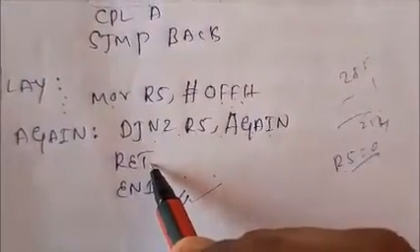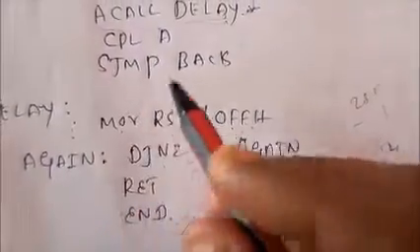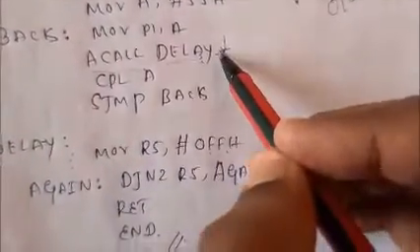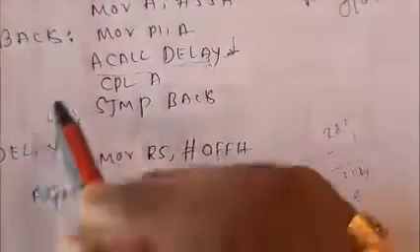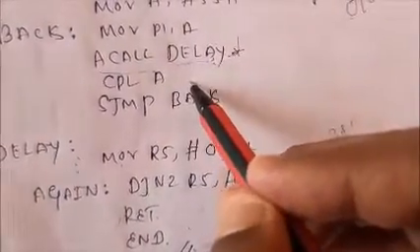RET stands for return. Return in the sense what will happen? It will return from the subroutine to the main function. So that means where you follow this here, you follow the main program here. That means again it will switch back to here. Clear? Again it will go to the next line. What is the next line?